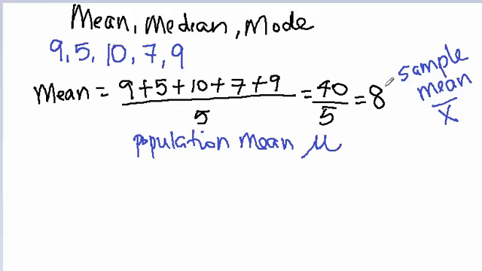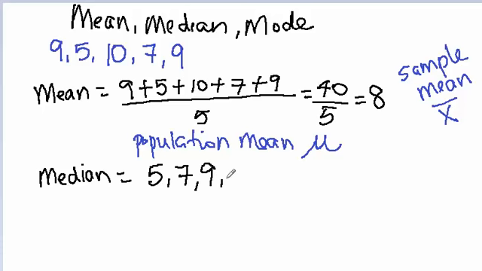Another way you can summarize data is by looking at the median. To do a median, you would have to order all these numbers in ascending order, from the lowest score to the highest score. So the lowest score here is a 5, then you have a 7, you have a 9, you have another 9, and then you have a 10. So now you have the numbers going from the smallest to the largest.